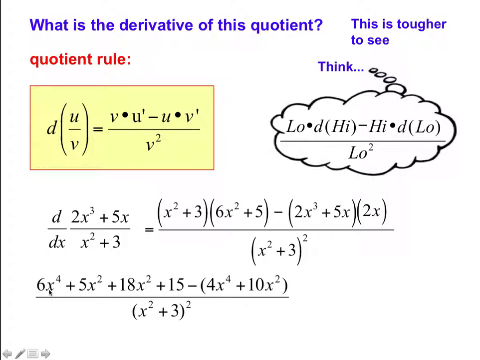So here's my 6x to the fourth, 6x to the fourth, plus 5x squared, plus 18x squared, plus 15. And then I'm going to distribute the minus and the 2x. So minus 4x to the fourth, plus 10x. And now I'm going to go ahead and combine terms. So 6x to the fourth minus 4x to the fourth is 2x to the fourth. I've got 5 plus 18, that's 23, minus 10x squared, which is 13x squared plus 15, all over x squared plus 3 quantity squared. So here's the derivative in its most simplified form.